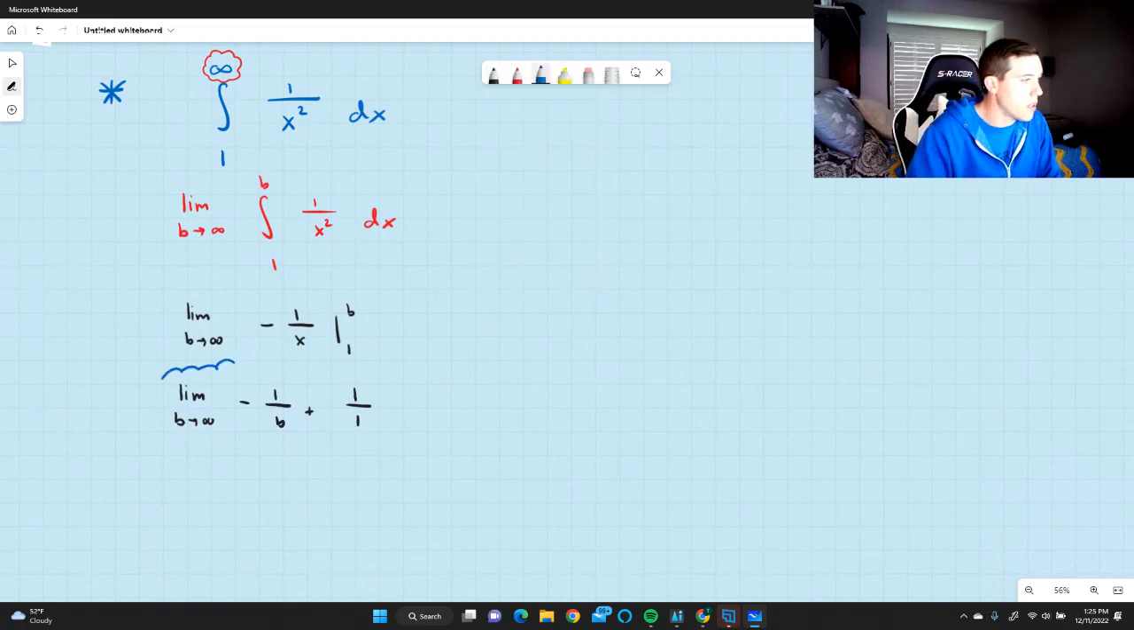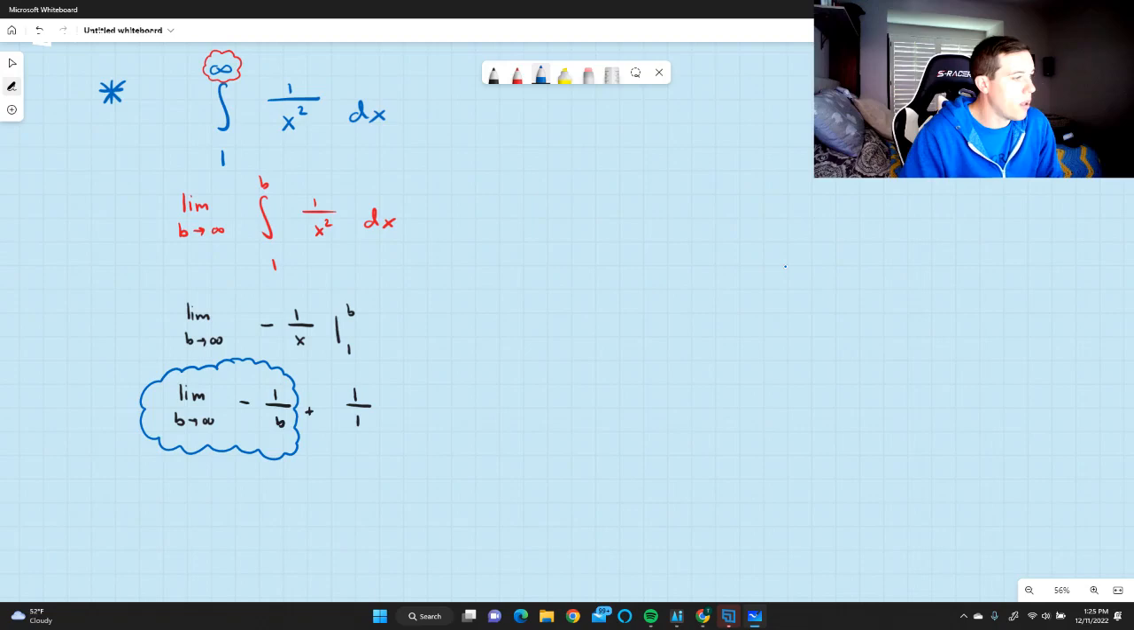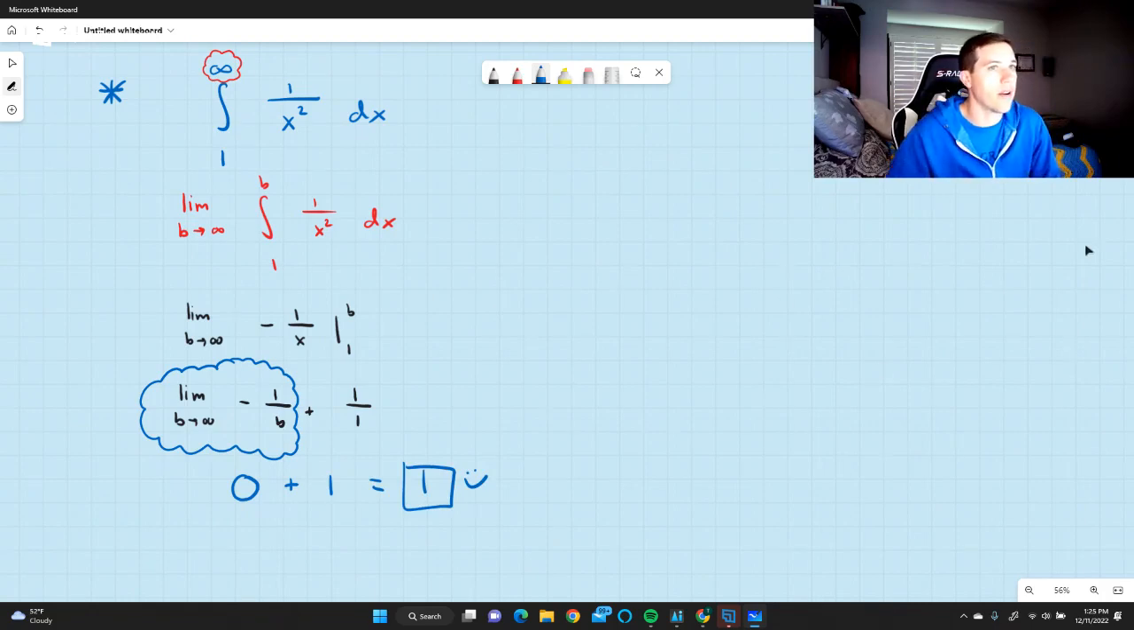In this case, this one's nice because it's polynomial. Just remember your rules for polynomials. Where is the biggest power? It's in the denominator, so this one's end behavior is 0. So this limit goes to 0. And 0 plus 1 is 1. So this integral converges to what? The answer is 1. We would say that the area converged to 1, or the integral converged to 1.